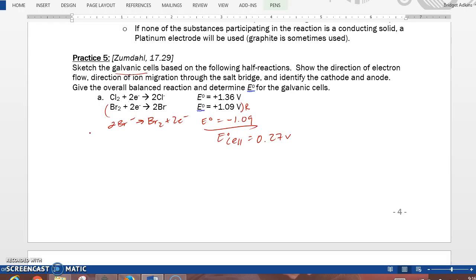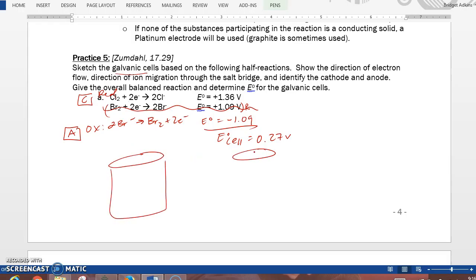This one is losing electrons, so it's our oxidation reaction. Get rid of that one so we don't try to use it. This one's gaining electrons, so it's our reduction. So the bromine side is our anode, the chlorine side is our cathode. Now these are gases, they're not labeled, but chlorine gas and, well, bromine could be a liquid, I guess. And so the chlorine is actually going to have to be bubbled in, but for both cases you're going to have a platinum electrode. So we're going to sketch our two little beakers.